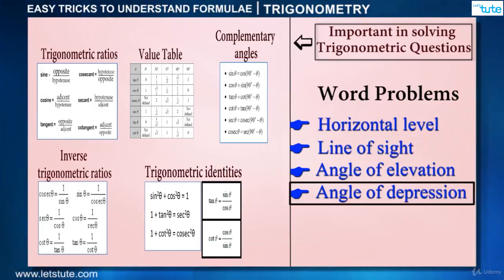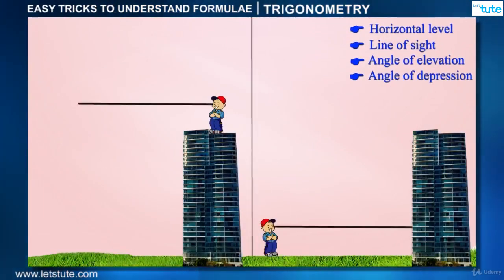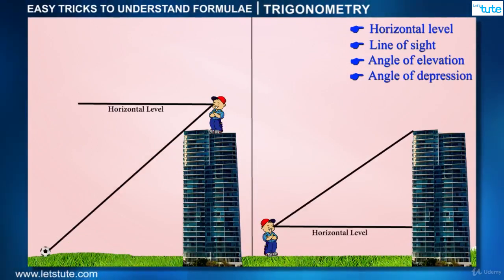So when we look straight, or parallel to the ground, the line is called horizontal level. Now the line from an observer's eye to a distant point is called line of sight. And then whether the observer is on the ground or on top of a building, that line will be the line of sight only.